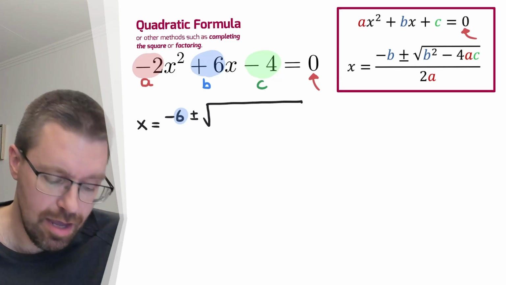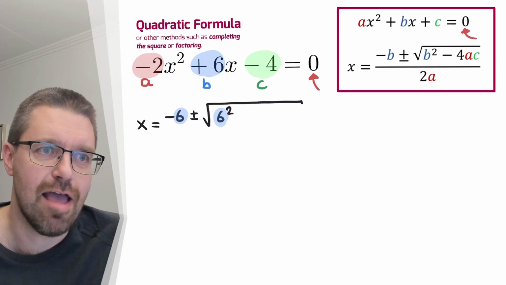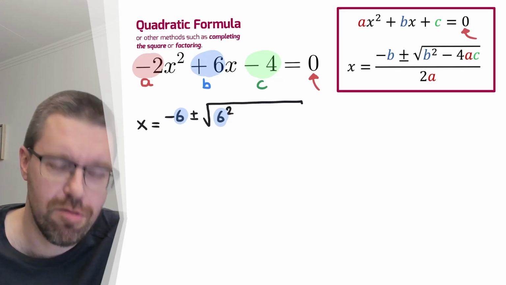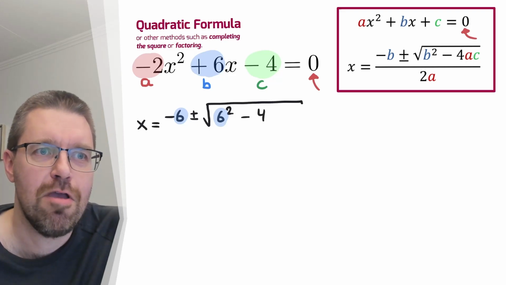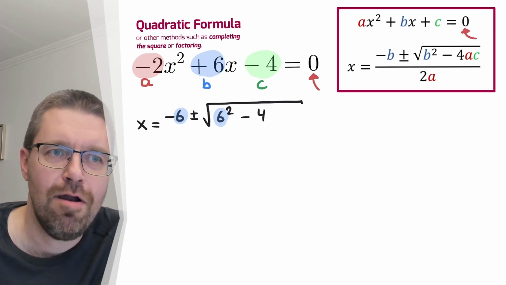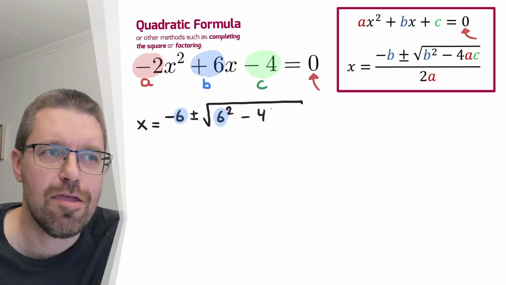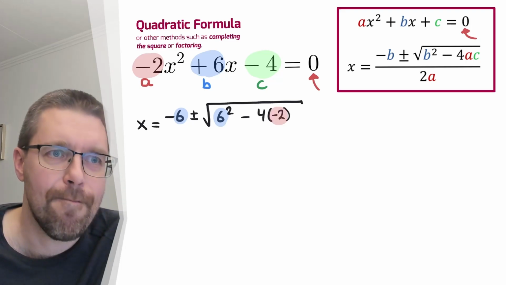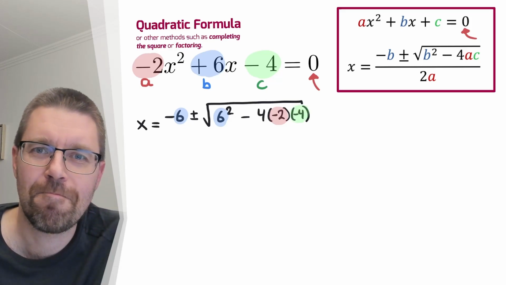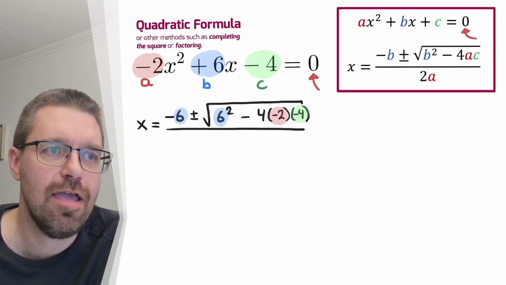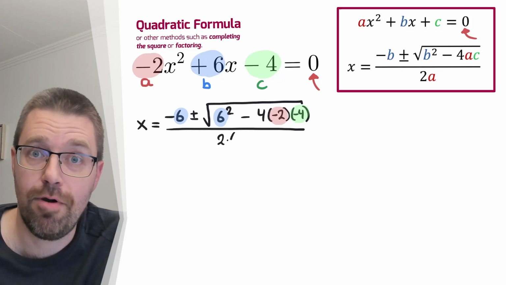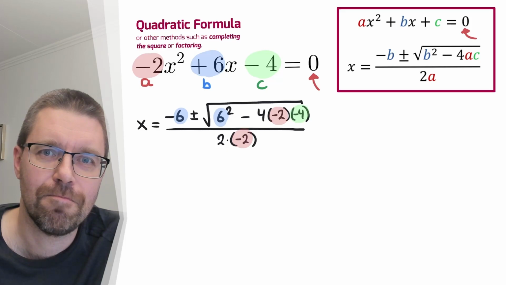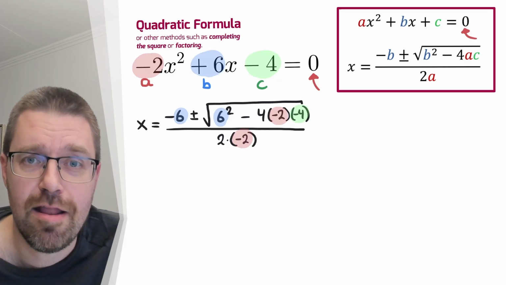We take the number b and square it, so 6 times itself, like this. You can write 36 at once, if you want to, of course. And then we have a minus, we are placing a number 4, and then multiply with a. And a is the red one, it's minus 2, like this. And then multiply with c, minus 4. And then we divide everything by 2 times the number a. And the number a is the red one, minus 2. And then we have placed all the numbers inside the formula.